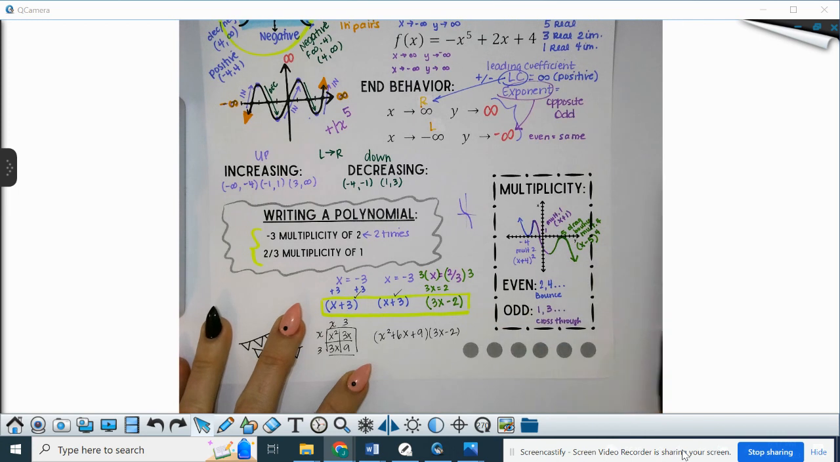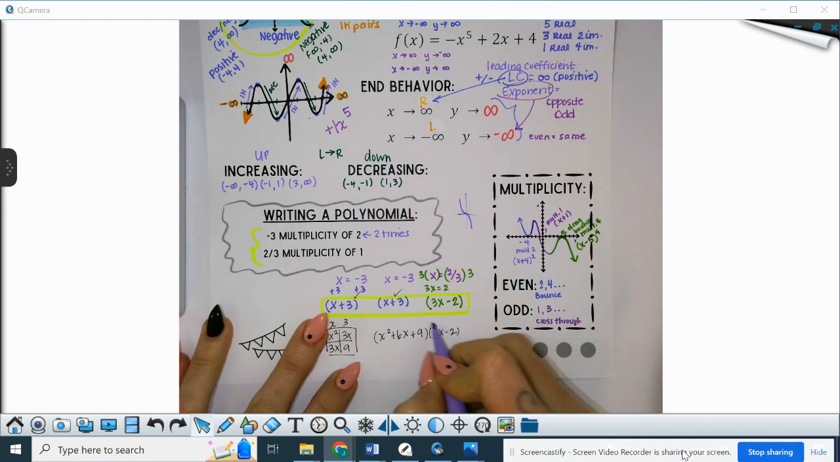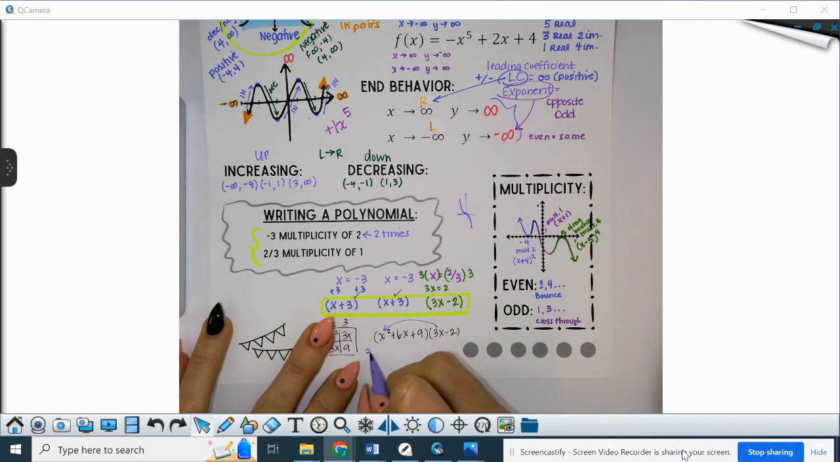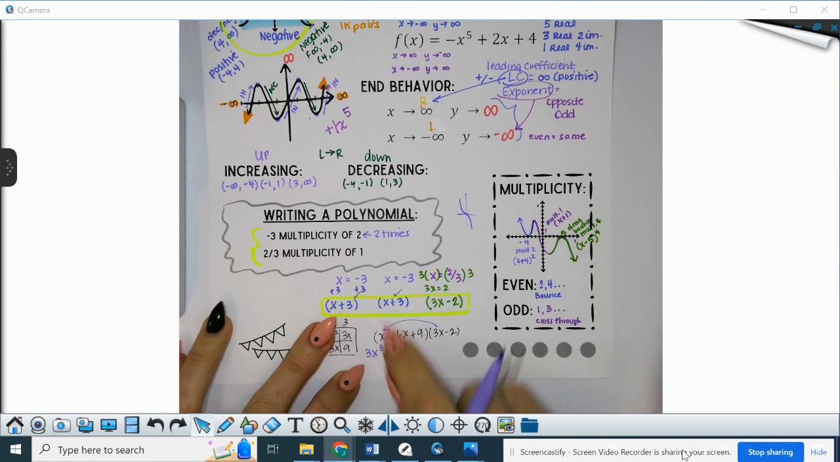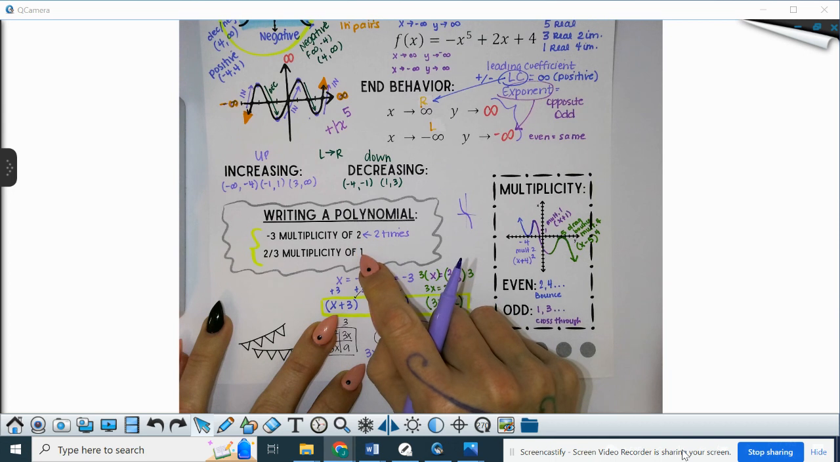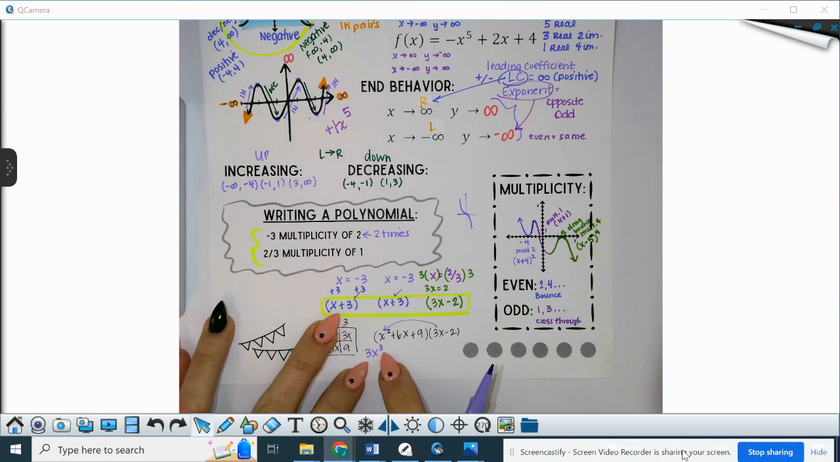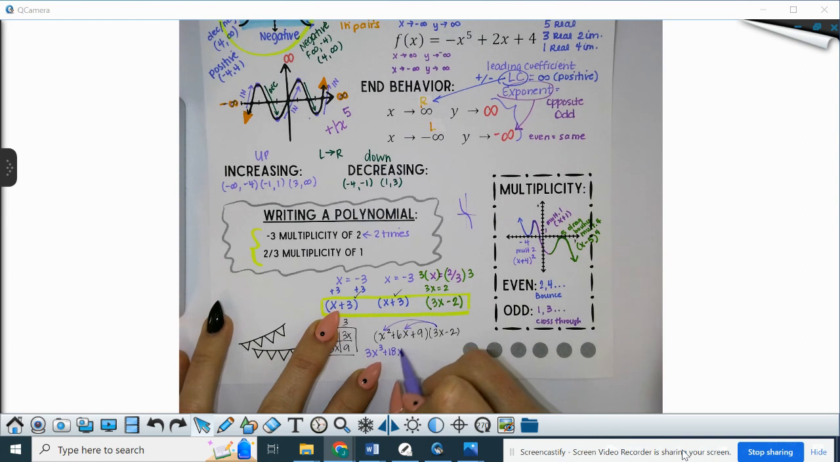This one I'll do by FOIL or distributive property. So 3x times x squared is going to be 3x to the 3rd power. There are 3 multiplicities, so 1, 2, 3. So when we're done with this, if we do it right, it should be a cubic function because there's 1, 2, 3 multiplicities. So x to the third power. And then 3x times 6x is going to be 18x squared. 3x times 9 is going to be 27x.